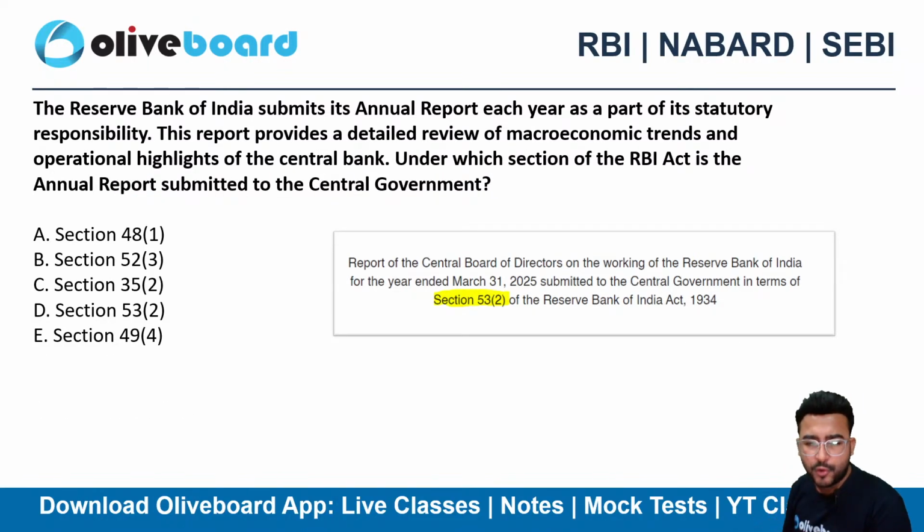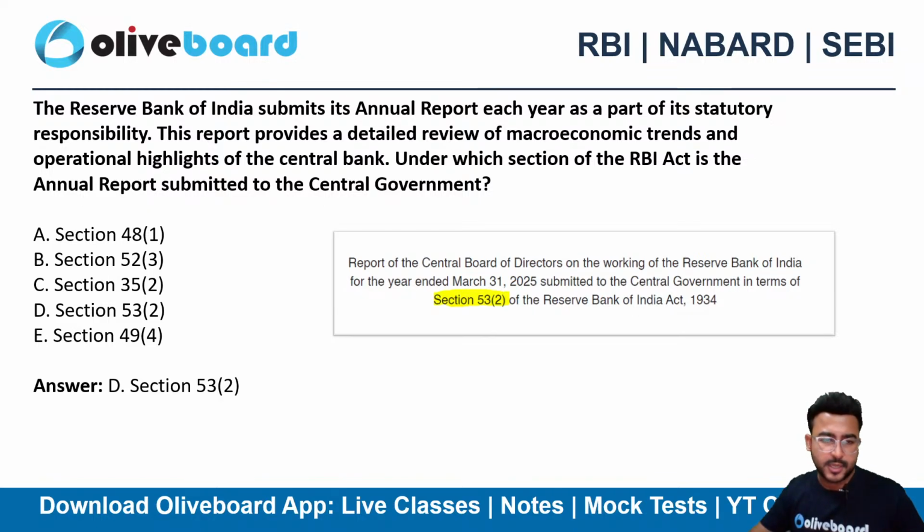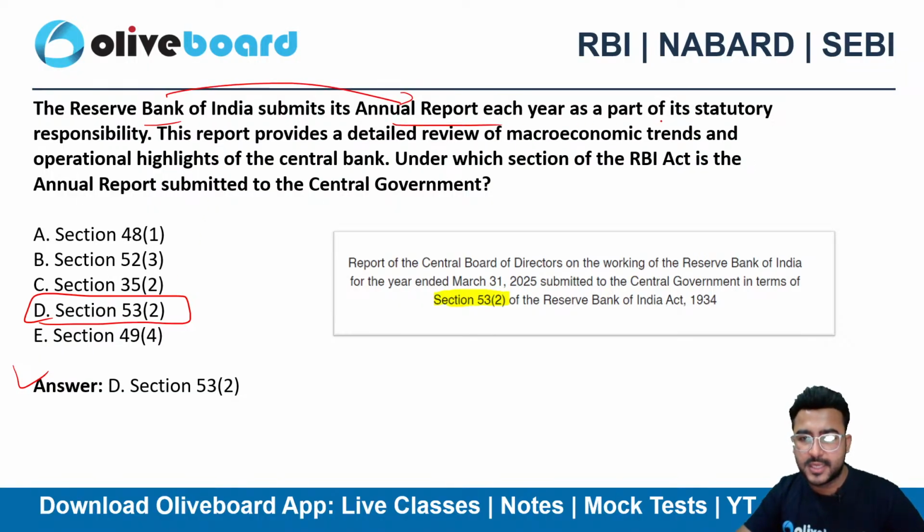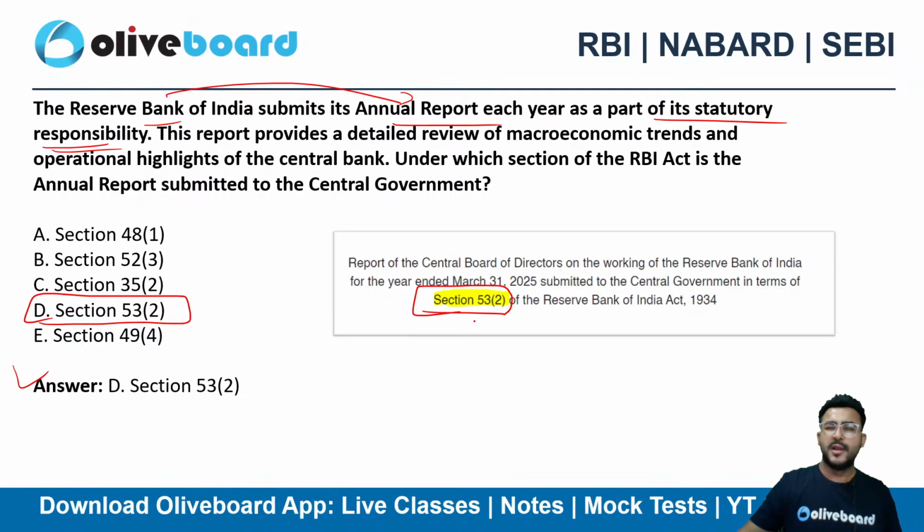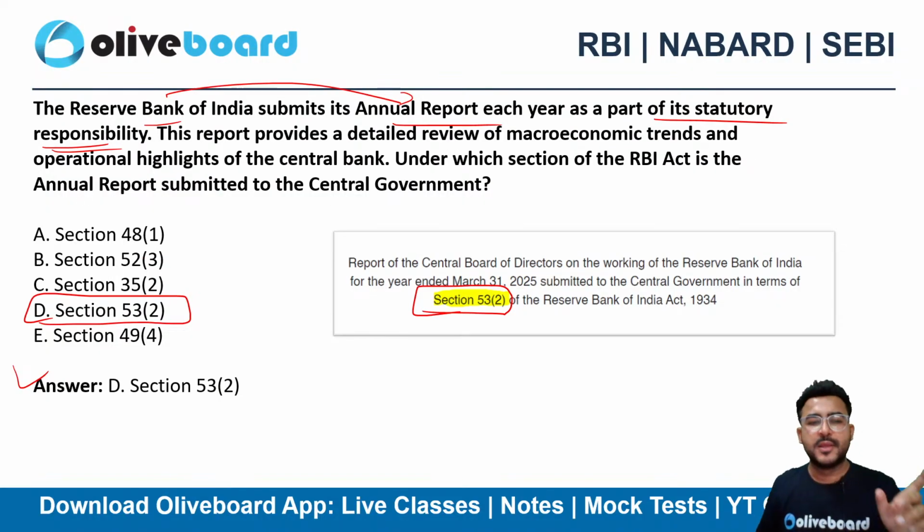Okay, so next, I have already covered this particular question in part 1. However, I think I have by mistake selected the wrong choice in that particular part, right? So the correct answer here is option D. As per section 53 subsection 2, RBI submits the annual report each year as part of its statutory responsibility here, right? So the section is section 53 subsection 2. I think by mistake I have selected option B in that particular class, which was 52 subsection 3. That is not true. The correct answer here is 53 subsection 2.